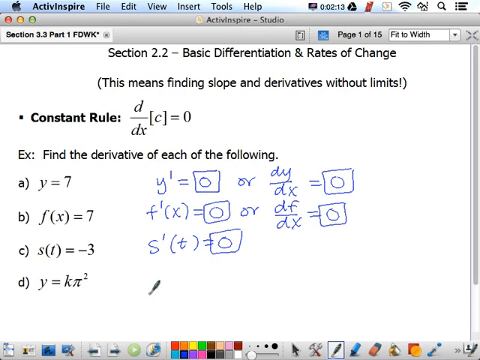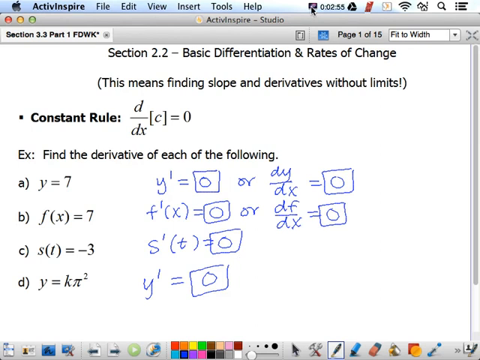I also want to point out that when your book uses k, it is not a variable. If we have y equals k times pi squared for part D here, k is not a variable, it's a constant. It just means any constant coefficient. So is pi squared a variable? No, it's also a constant. So even though it doesn't look like it, the derivative of y equals k pi squared is still 0. It's just a number times a number, which is still a number. So if all you have is a number and you're trying to take the derivative of that function, then the derivative is always 0.